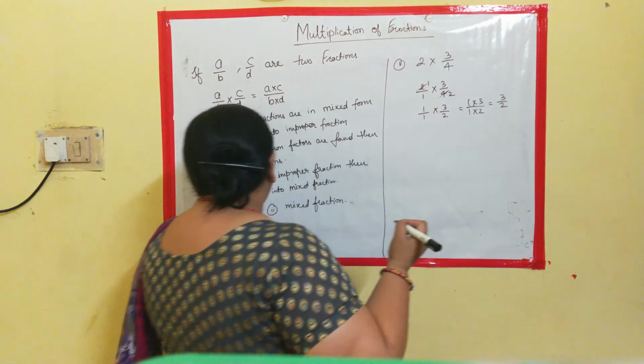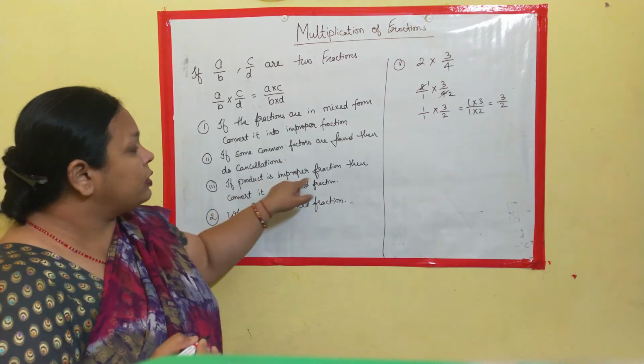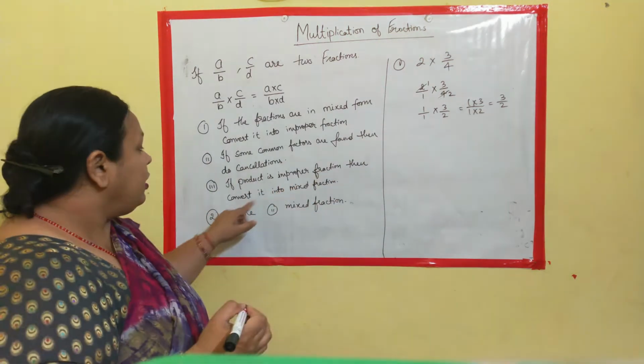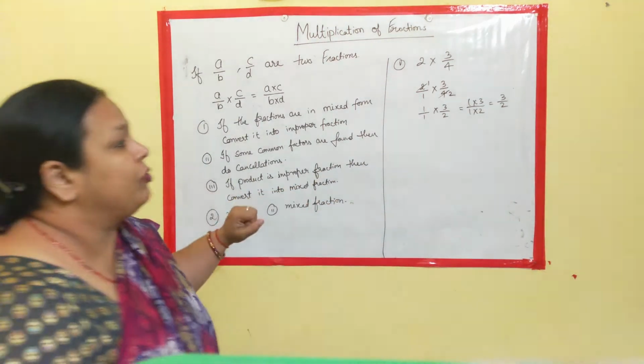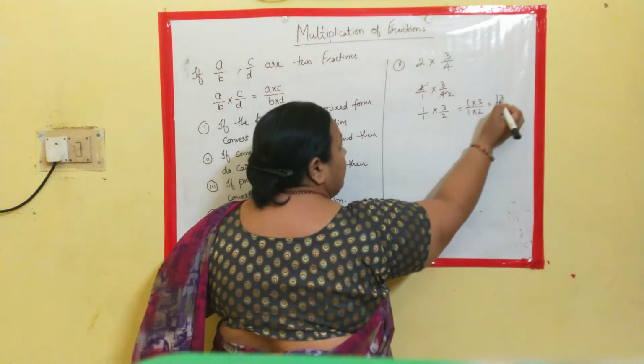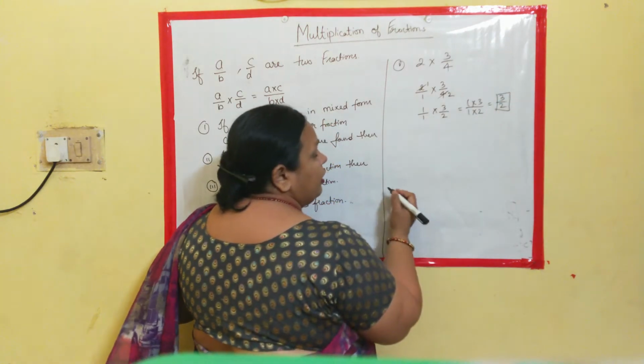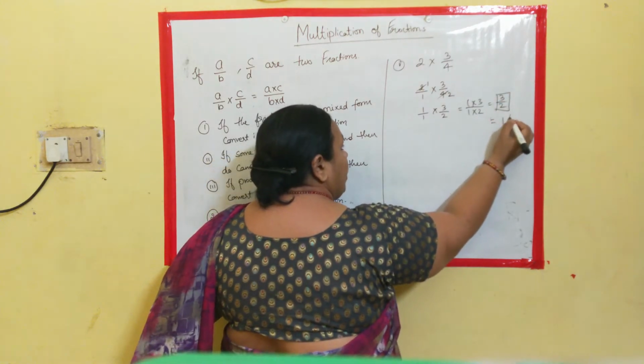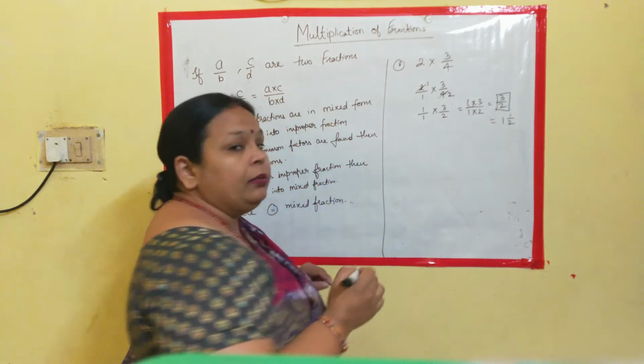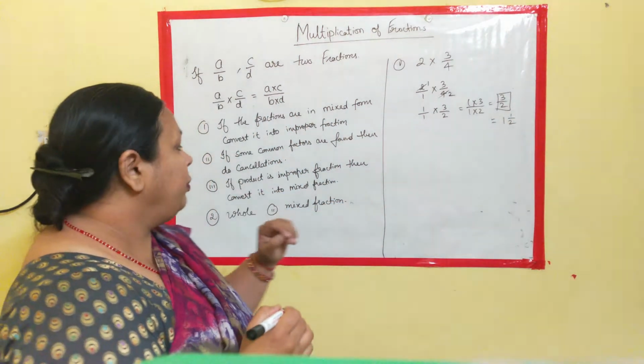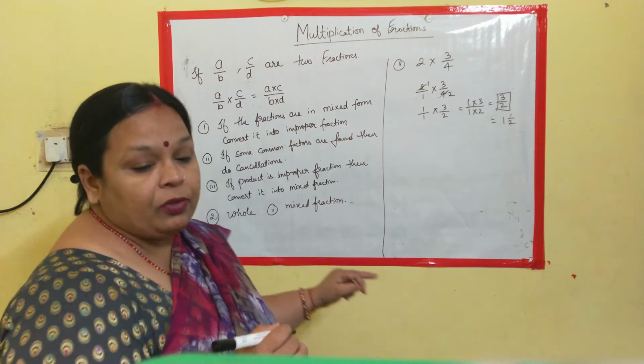Now, the third rule says if the product is an improper fraction, then convert it into mixed fraction. See here, we know that this is an improper fraction as 3 is greater than 2. So the answer will be 1 1 by 2. Clear? Now we will be taking an example of a mixed fraction.